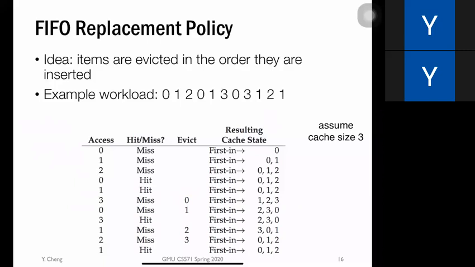So that is the final result, where we end up having a total number of 4 evictions or 4 misses, not counting the very first 3 compulsory misses. It still incurred 4 actual cache misses. Okay, so this is the result of a FIFO policy.